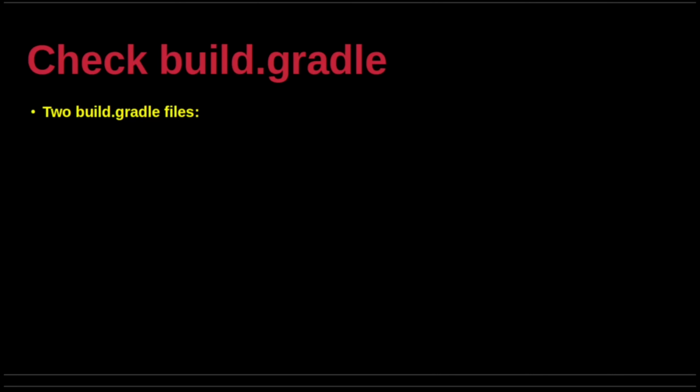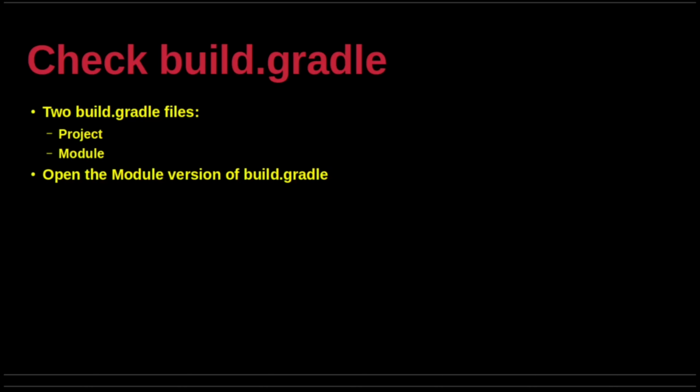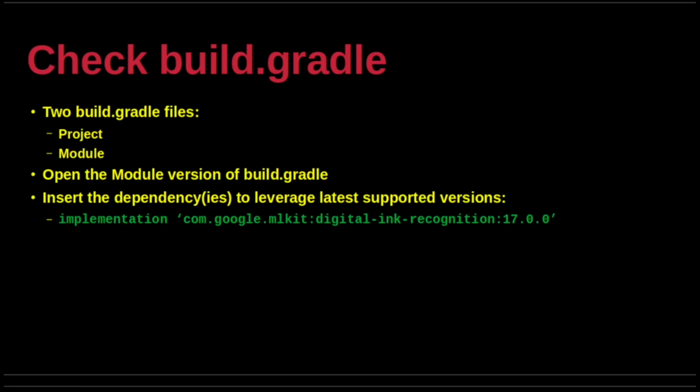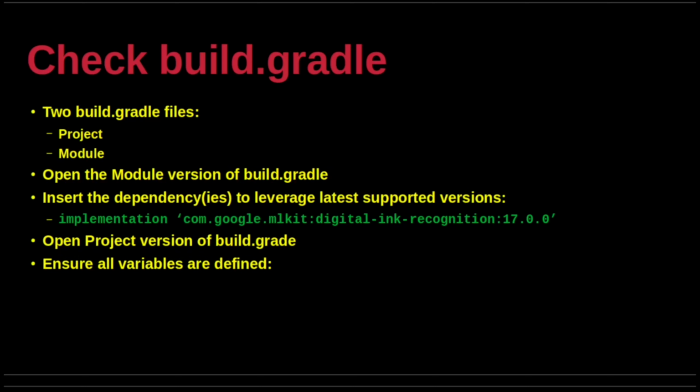There are two build.gradle files, one for the project and the other for the module. Open the module version of the build.gradle file. Insert the dependencies in the header section of the file. Open the project version of the build.gradle file. Ensure all variables are defined.